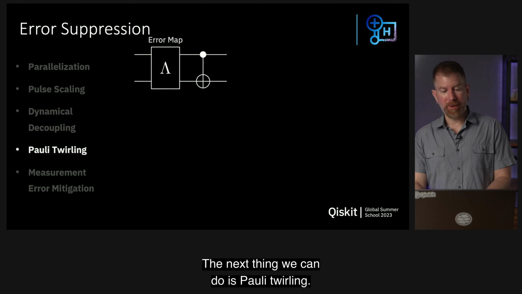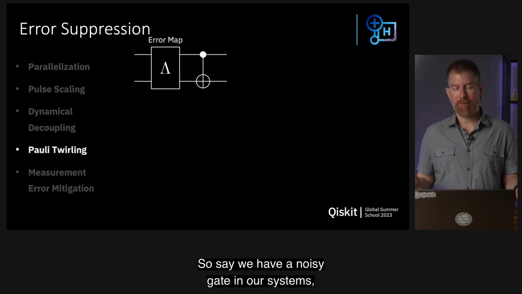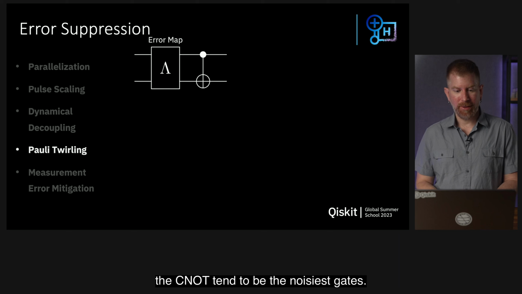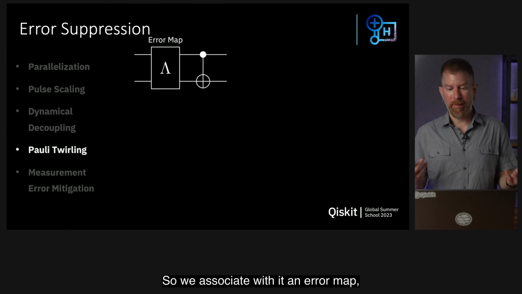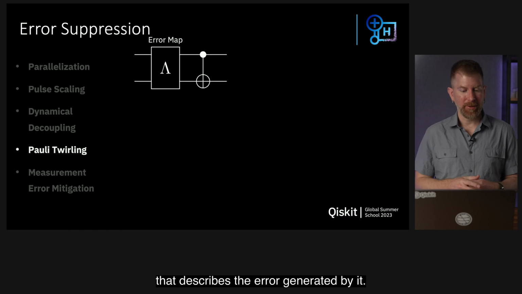The next thing we can do is Pauli twirling. So say we have a noisy gate. In our systems, the CNOTs tend to be the noisiest gates. So we associate with it an error map, which is kind of an abstract thing we attach to the CNOT that describes the error generated by it.